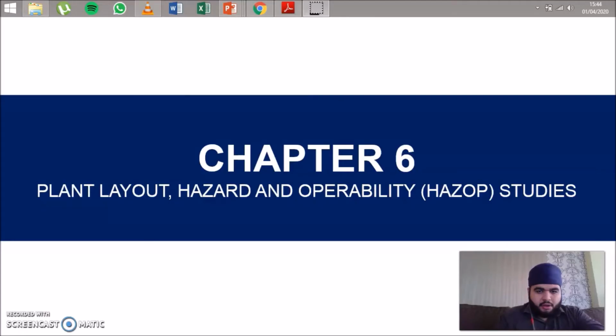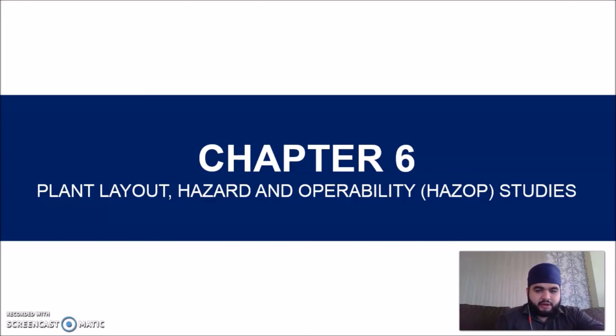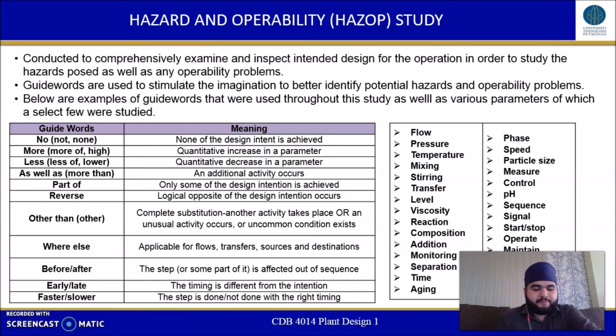Hi everyone, I'll be presenting Chapter 6, Plant Layout and Hazard and Operability Studies. Hazards are potential sources that may cause harm to those working in the vicinity. The hazards can be caused by slight deviations from the operational parameters set for a specific process, and as such, it is very important that these hazards are identified and mitigated to prevent anything untoward from happening. This is where HAZOP plays a very important role.